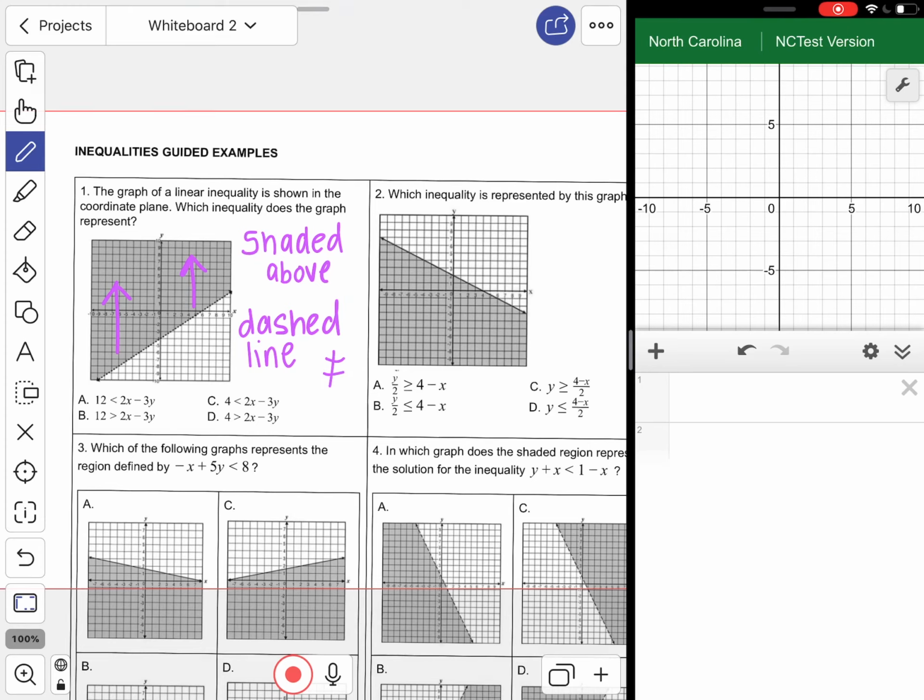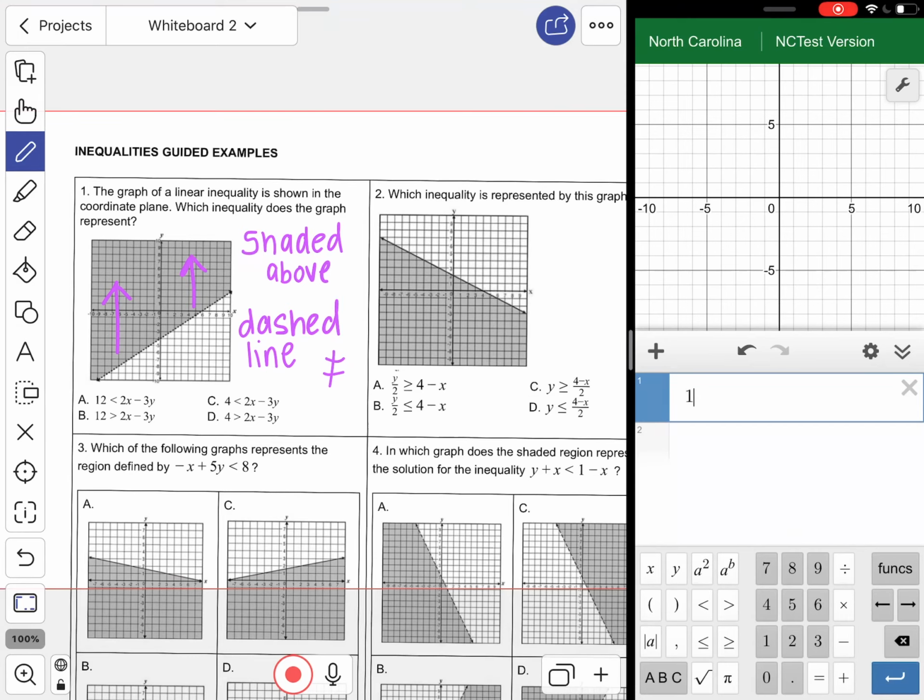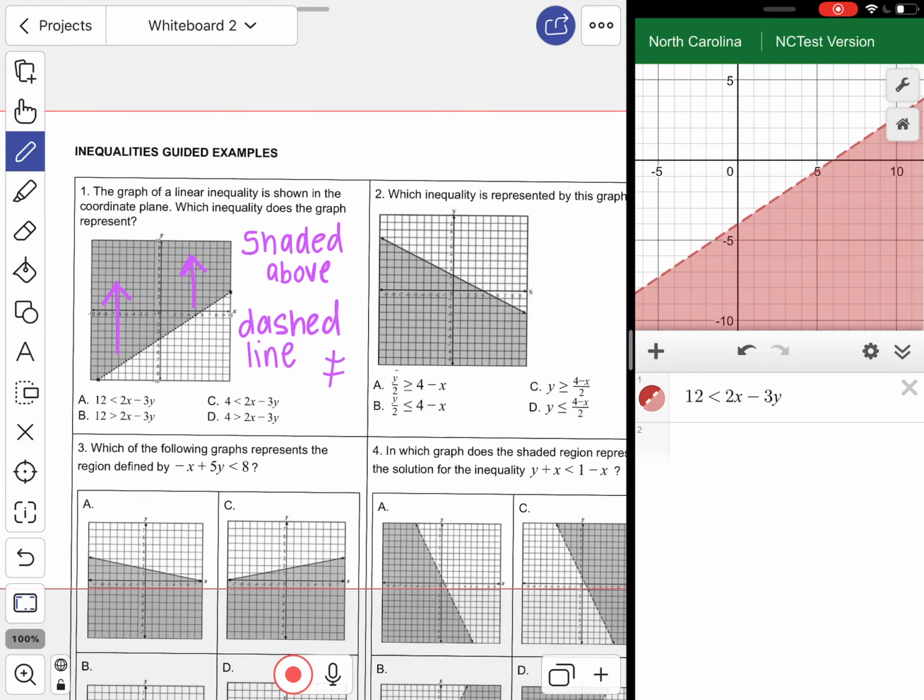All right, so I'm just going to start graphing these and let's see which ones have the correct qualities that we're looking for. It graphs each one in a random color as you graph it. What I noticed for this one is that it is a dashed line, which makes that part true, but it's shaded below the line. So since it's shaded below the line, we're going to go ahead and get rid of that answer choice.